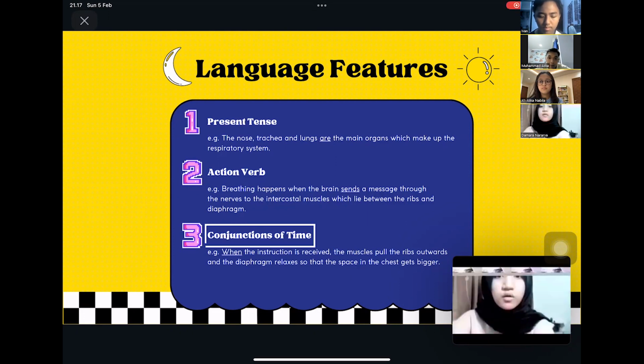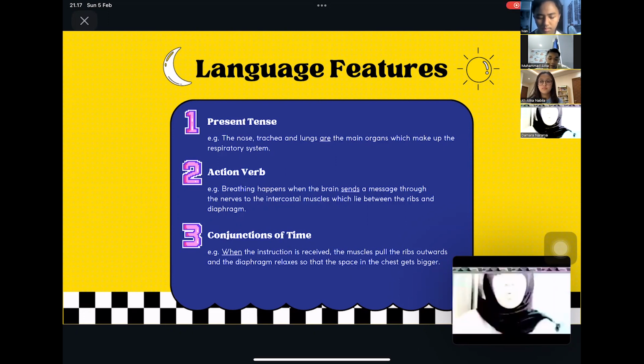Then there are conjunctions of time. Conjunctions of time are words that connect clauses by indicating time relationships between them. They connect two clauses while stating the time. Conjunctions of time are subordinating conjunctions that are used to give time-related information between two clauses, the main clause and the subordinating clause. The most common conjunctions of time are before, after, as, when, as long as, while, until, by the time, and since. For example, when the instruction is received, the muscles pull the ribs outward and the diaphragm relaxes so that the space in the chest gets bigger.